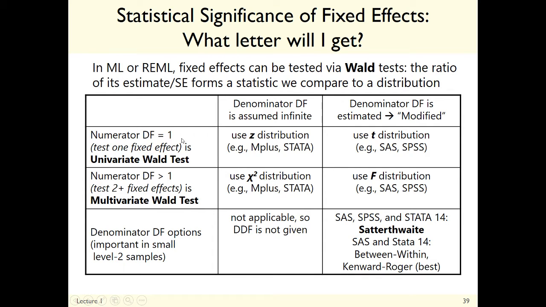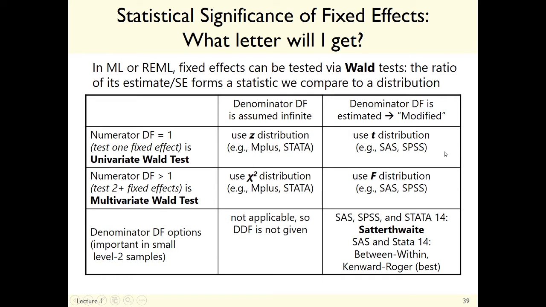If you're dealing with a program that does not use denominator degrees of freedom, it assumes that it's infinite instead, such as the only option you get in Mplus, and in Stata by default, then you get a Z for a single fixed effect, or a chi-square for a set of multiple fixed effects. So T squared is F, Z squared is chi-square. So that's how they relate to each other.